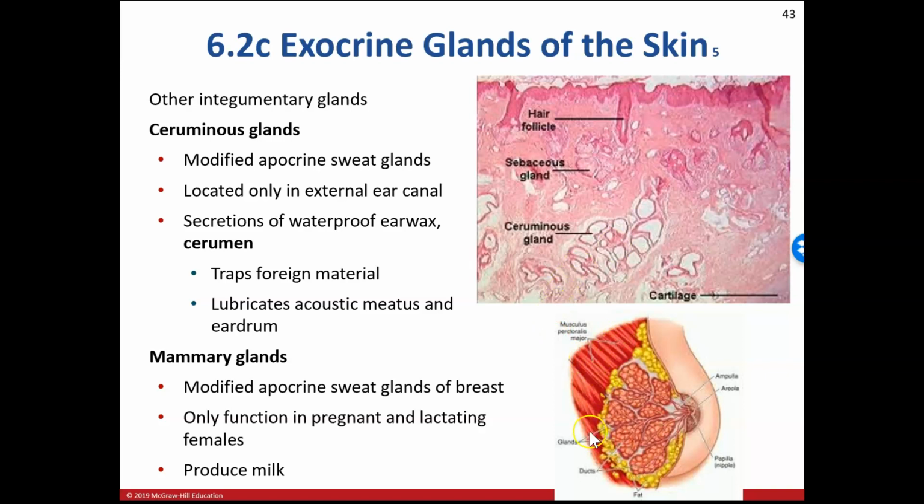And then we have our mammary glands over here. These are modified apocrine sweat glands as well, except they belong to the breast, and they only function in pregnant and lactating females, and their job is to produce breast milk.